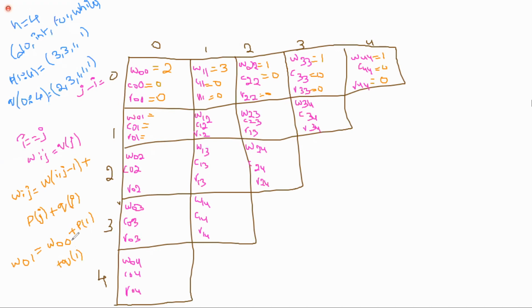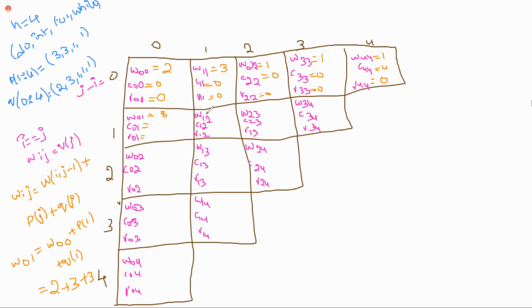What is the value of W00? Which is equal to 2, plus P of 1. What is P of 1? This is 3, right? Next, Q of 1 is 3, because Q is starting with 0. So 2 plus 3 plus 3, which is equal to 8. Did you understand how we get this?